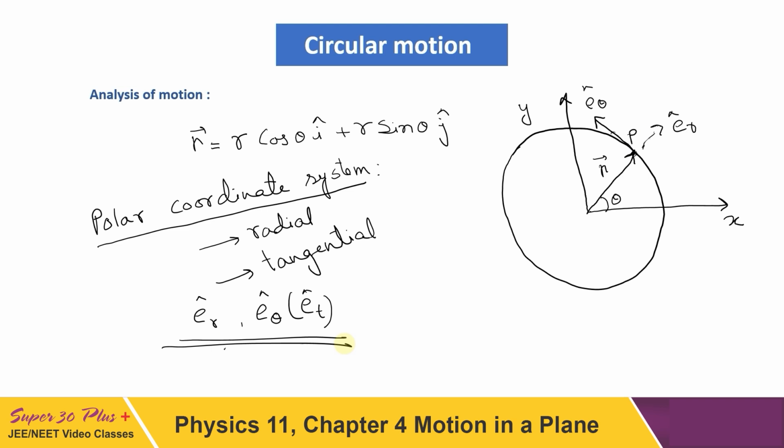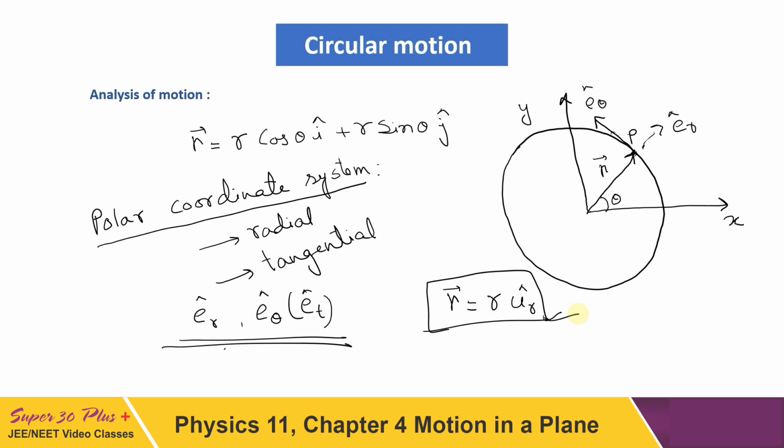This is now very convenient if we want to represent position vector in polar coordinate system. That simply can be written as, because a vector has to be represented by its magnitude and its direction, r, which is the magnitude of position vector, and the direction, which is e_r. As you can see how simplified this looks. So polar coordinate system is used whenever curvilinear motion is there. That would be more convenient.